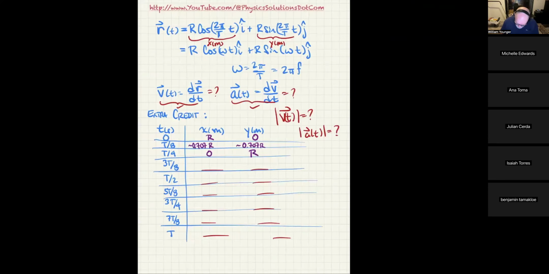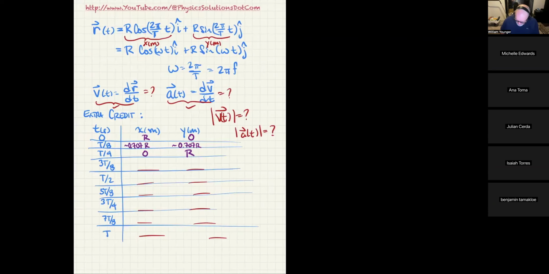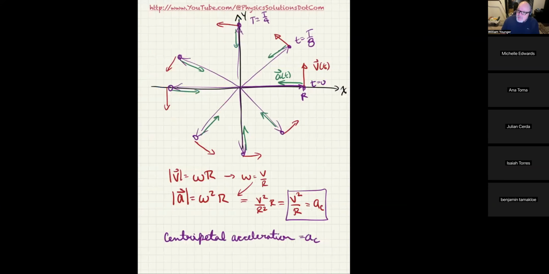By going through this extra credit process, you're going to come up with a graph of all these velocities and all these r's and all these accelerations. You're going to find the magnitude of the velocity is omega times r. You're going to find the magnitude of the acceleration is omega squared r. And then you're going to find that that, of course, is equal to v squared over r. And you will then have done basically what your textbook does, which is create a derivation of the centripetal acceleration. So that's what you need to be able to do in order to solve centripetal acceleration problems.